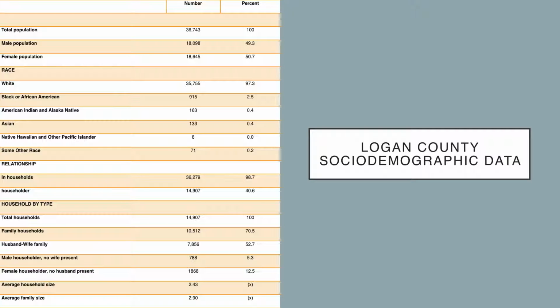We can see that 36,279 individuals live in households. 14,900 of them are householders. We can also see that there is an average family size of around 3 in Logan County. We have 10,500 individuals that live in a family household. We also have 788 male householders with no wife present, when compared to 1,868 female householders with no husband present in Logan County.